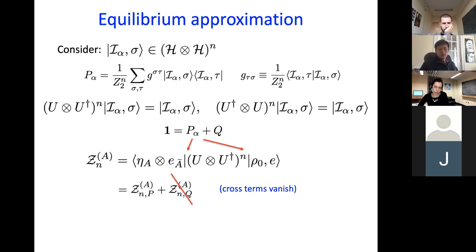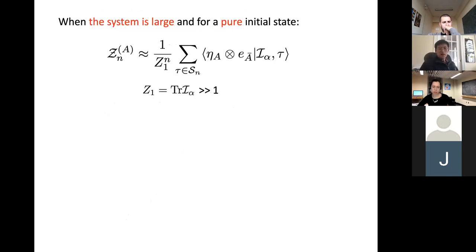The key idea of the approximation is that in the limit of a large number of degrees of freedom, we just ignore the second term. The claim is that in this limit, the leading expression for your Rayleigh partition function is just given by the first term. You can also further show that when the system is large, and for a pure initial state, you can write this Rayleigh partition function in the following form, which becomes the overlap between this set of states associated with your equilibrium density operator and this final state which captures the trace structure. This applies in the regime where this partition function is much greater than 1.